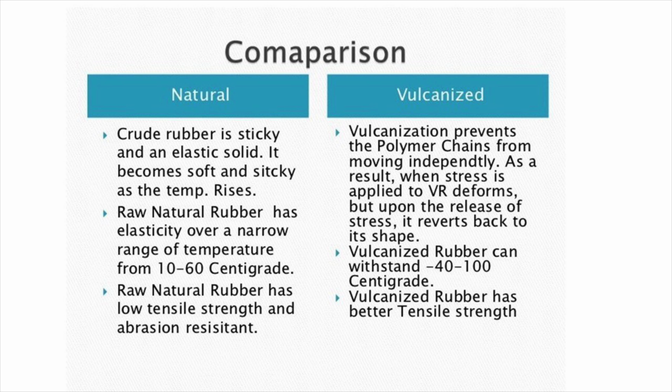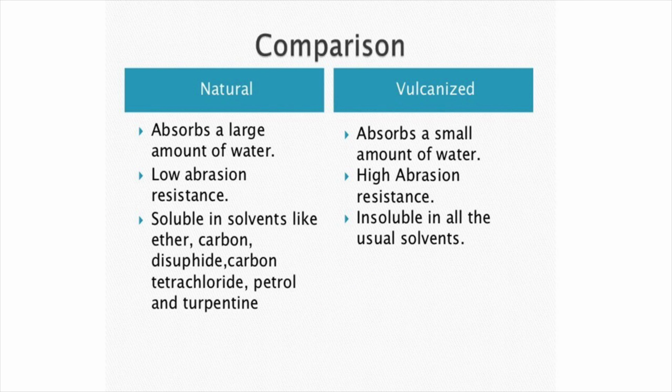Raw natural rubber has elasticity over a narrow range of temperature, from 10 to 60 degrees centigrade, whereas vulcanized rubber can withstand 40 to 100 degrees centigrade. Raw natural rubber has low tensile strength, whereas vulcanized rubber has better tensile strength. Natural rubber absorbs a large amount of water, whereas vulcanized rubber absorbs a small amount of water. Natural rubber has low abrasion resistance, whereas vulcanized rubber has high abrasion resistance.